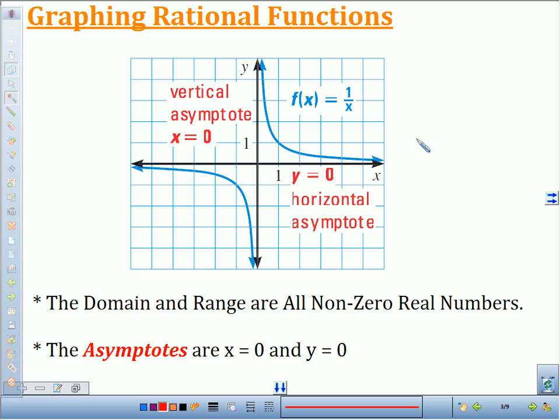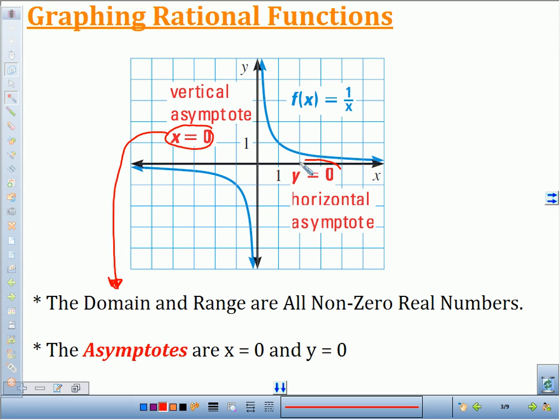We, of course, have a domain and range, and for the parent function, the domain and range are all non-zero real numbers. Now, the domain does not contain 0 because we have a vertical asymptote at x equals 0. So the domain is every number except x equals 0, because the graph, as you can see, gets closer to x equals 0, but it never actually touches it.